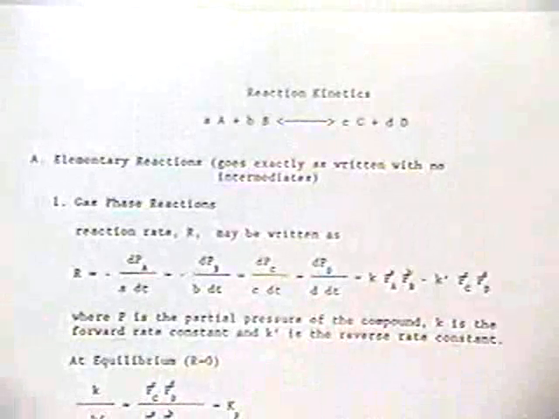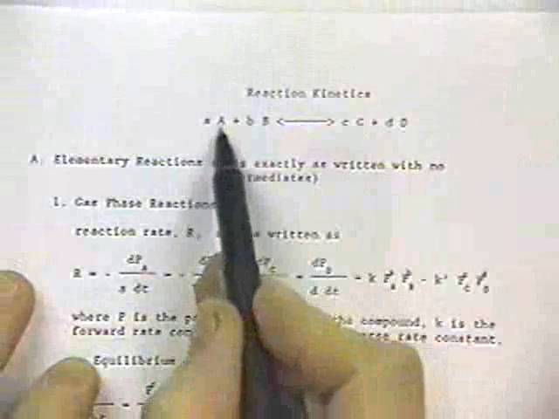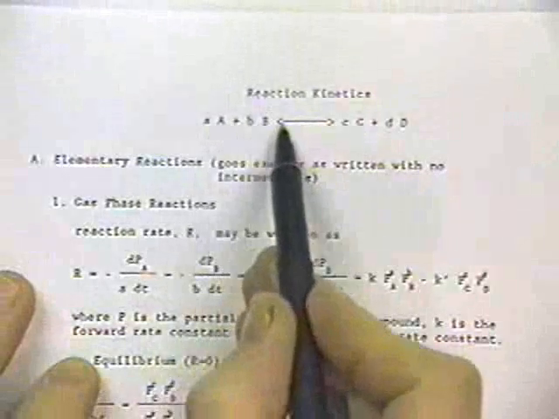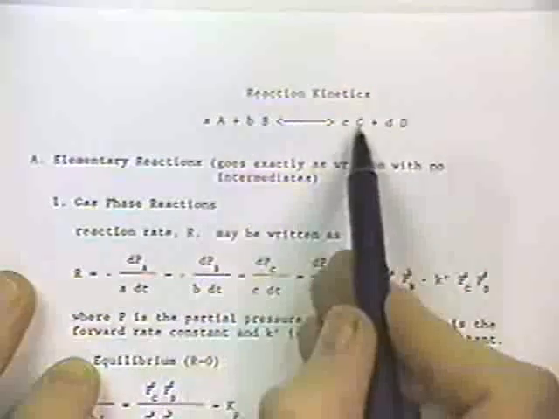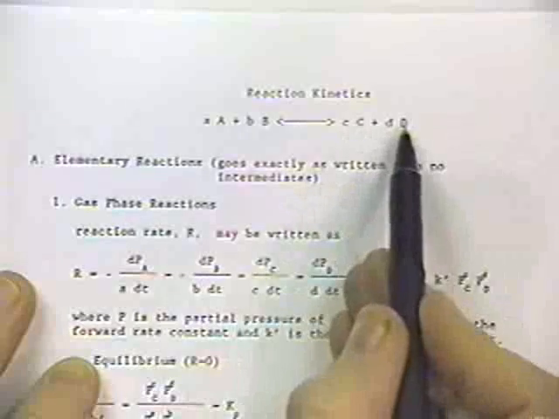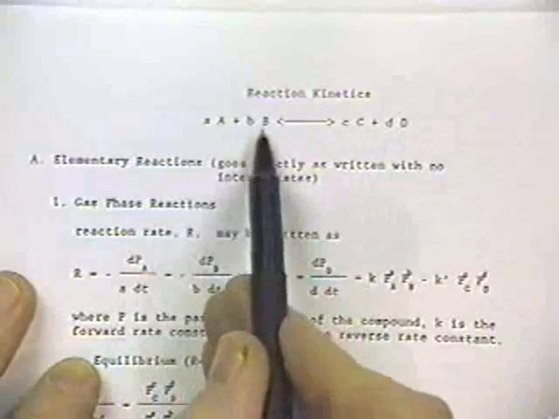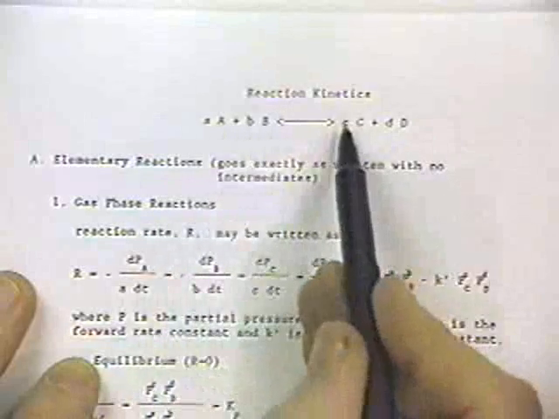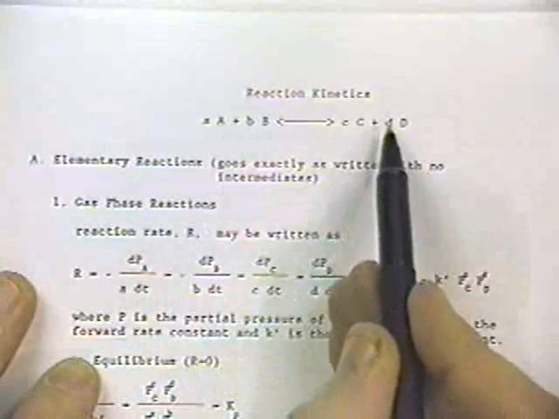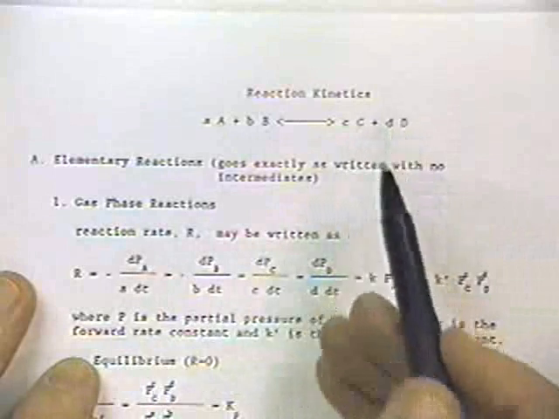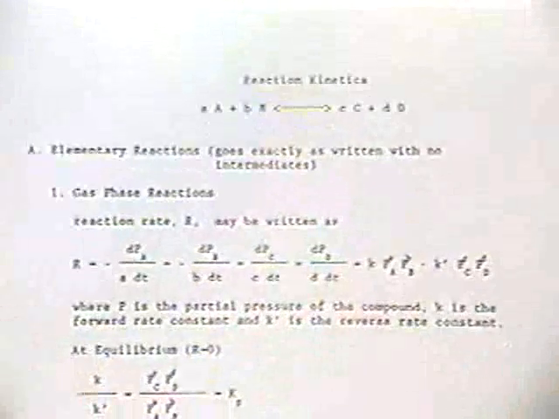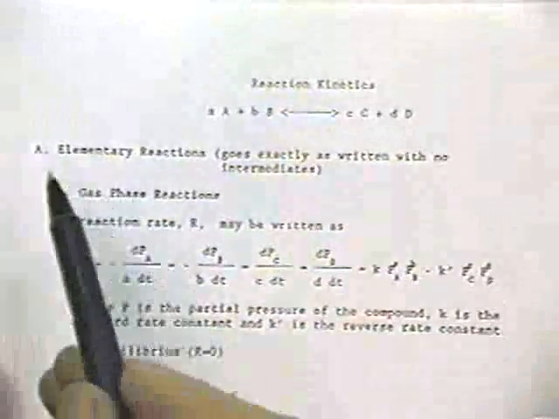Okay, we're going to be talking about yet another topic, which is reaction kinetics. And the idea is we have species A and species B reacting to form product C and product D, and we have A moles of A, B moles of B, forming C moles of species C and D moles of species D. Now we have a number of scenarios here.